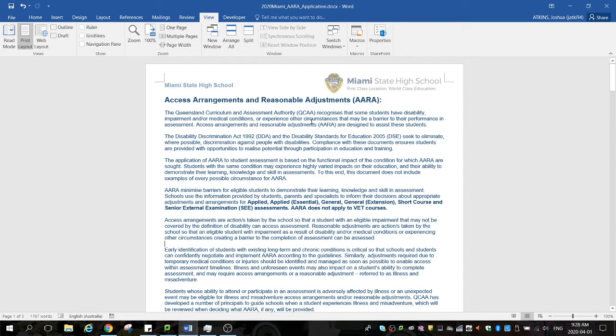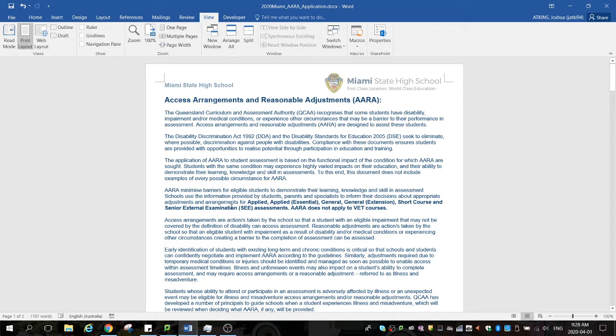This is what the AARA application looks like. The first page is essentially a rundown of what AARA is. In terms of assessment in Year 11 and 12, if students need access arrangements or reasonable adjustments in order to allow them to complete assessment fairly, they need to apply for AARA.